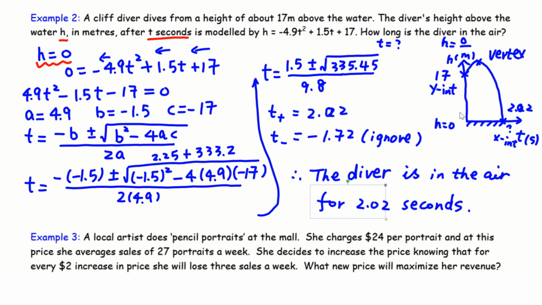So the negative, we don't know where the diver is. It's not counting as a pass of the diver.